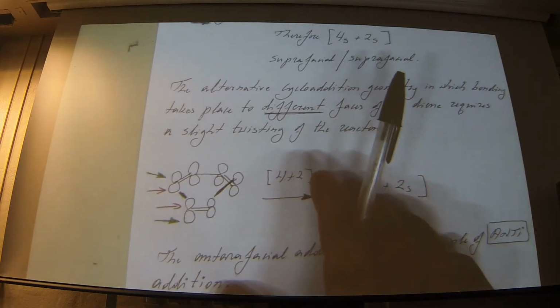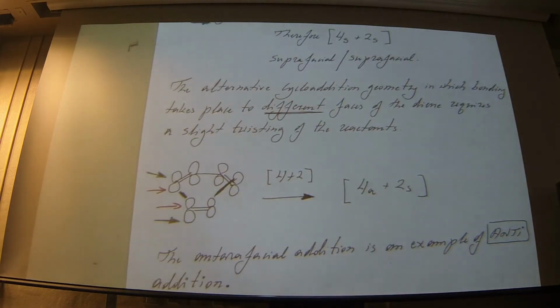So we have to have some kind of rule that takes into account this suprafaciality or antarafaciality of the reaction, because things are going to change. So the selection rules for the cycloadditions have an added level of complexity. That added level of complexity is supra, antara, antara, supra. Okay? And so now it gets a little bit complicated.